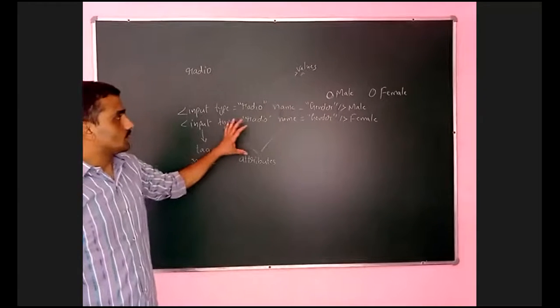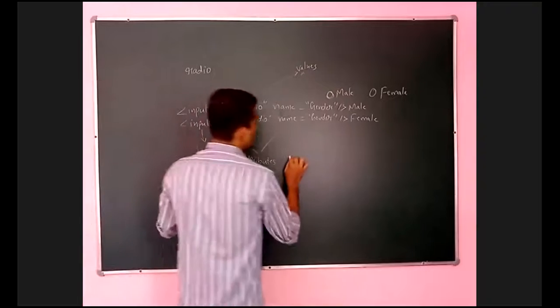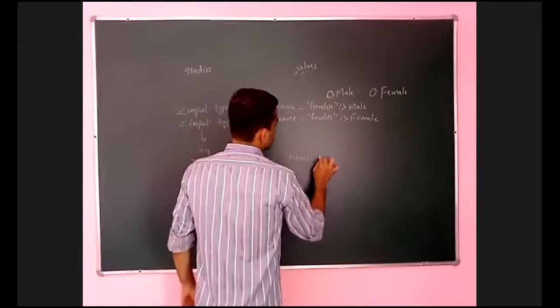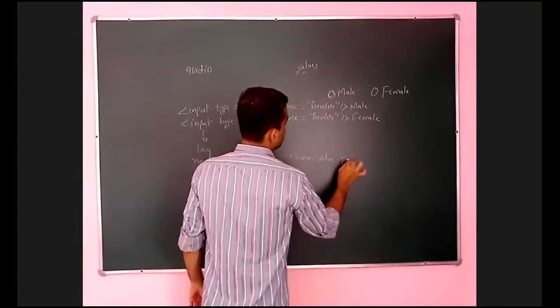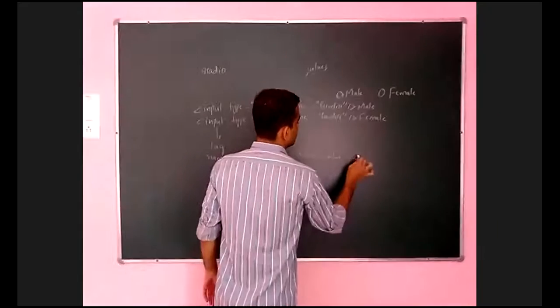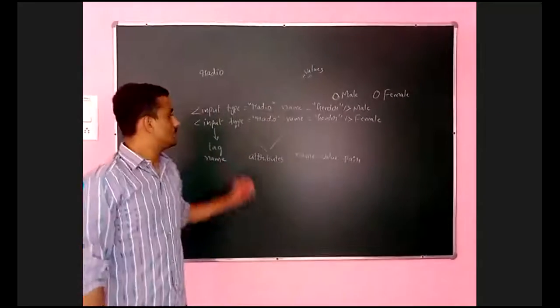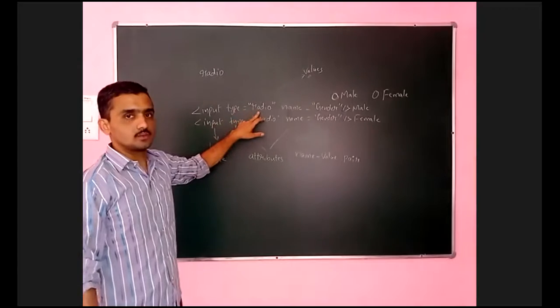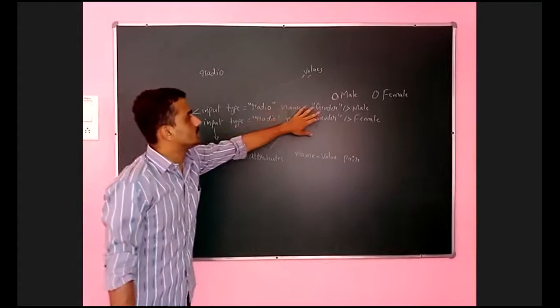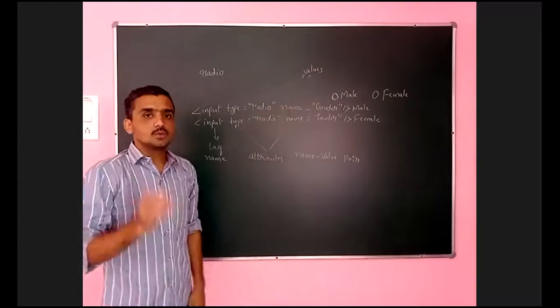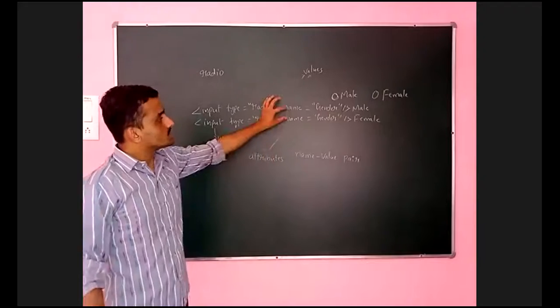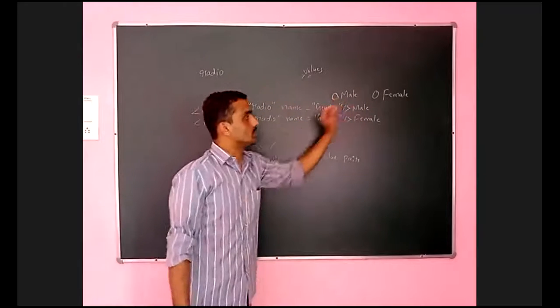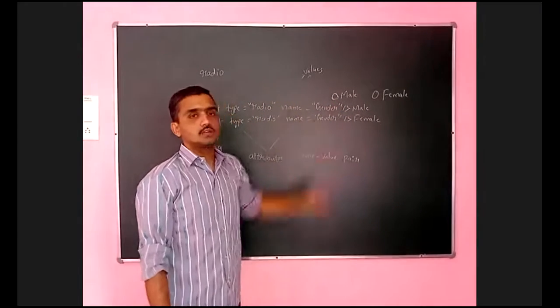This type of thing is called a name value pair. Remember, it's called a name value pair. We use it in HTML tags. So the tag name is input, type is the attribute name, radio is the value. Similarly, name is the attribute name, gender is the value. Whenever you use radio buttons, you have to use the same name for the two radio buttons. Then only we can achieve that concept.